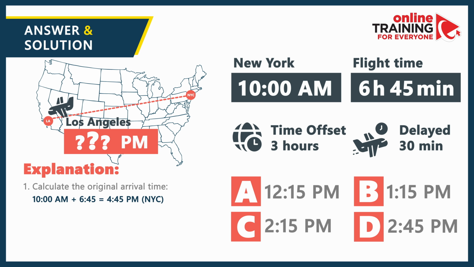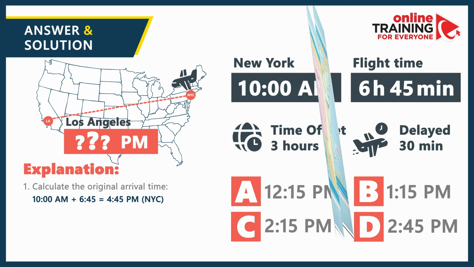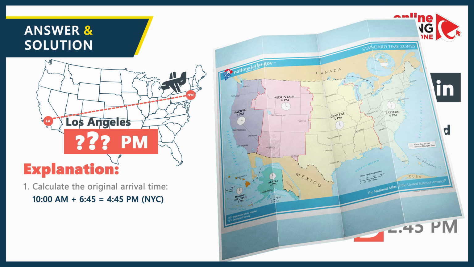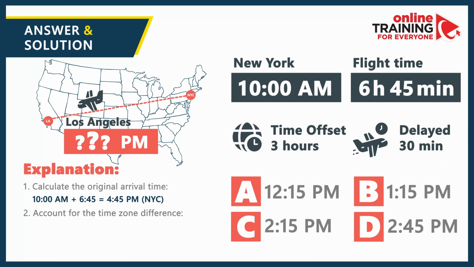That is in New York time. But in the original question, we learned that the destination is in a time zone 3 hours behind New York. Let's look at the map. Continental United States has 4 time zones: Eastern, Central, Mountain, and Pacific. New York City is located in the Eastern time zone, and Los Angeles is located in the Pacific time zone. And we need to account for this time difference. Los Angeles is 3 hours behind. 4:45 p.m. minus 3 hours equals 1:45 p.m.